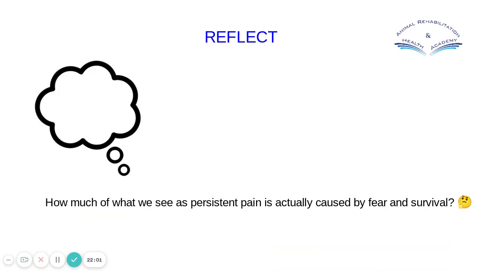So I just want you to pause the slide again and just reflect for a moment. The question I'd like you to ask yourself is, how much of what we see as persistent pain is actually caused by fear and survival? So in animals, when we consider we've got a persistent pain problem, is it actually a fear thing? Have a little think about that before you move on to the next slide.